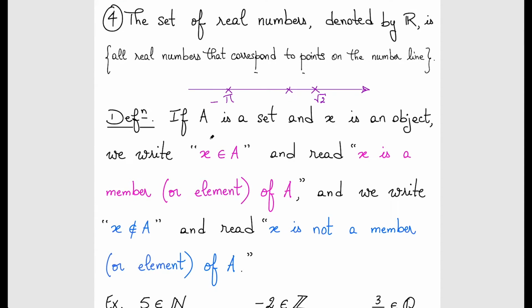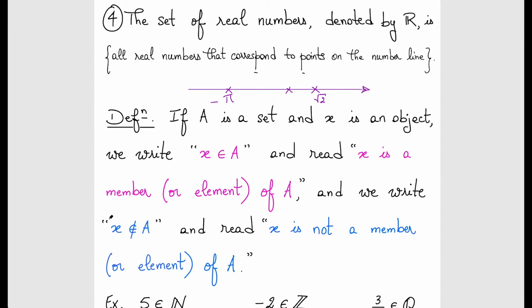Next, this next definition is more of a notation. If you have a set capital A and little x is an object inside A, an element inside A, we write this symbol here and we read it as follows: x is an element, so this symbol here means element of A, or a member in A. So A is the basket, that symbol means element, and x is the object inside the basket A. Okay, so here again, this pink symbol means x is an element of A.